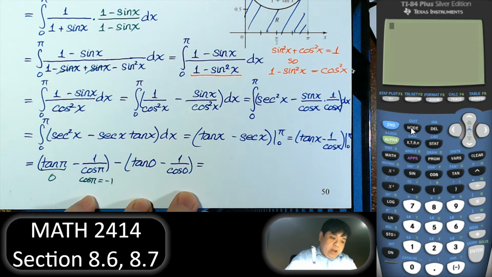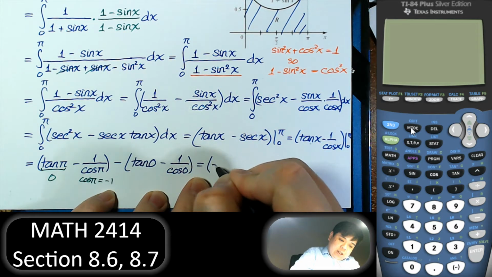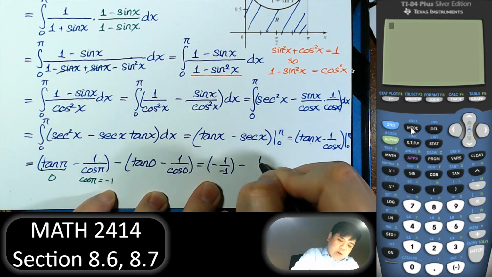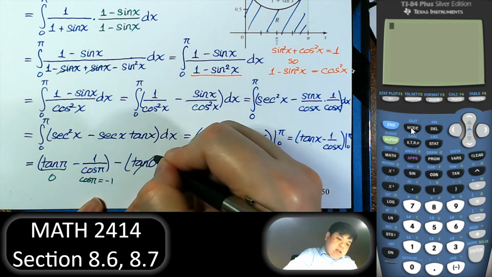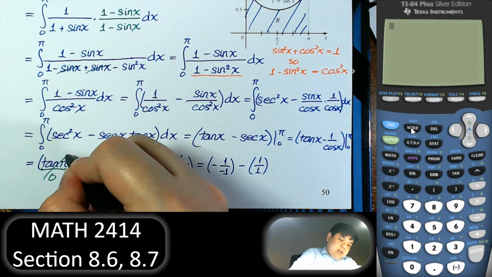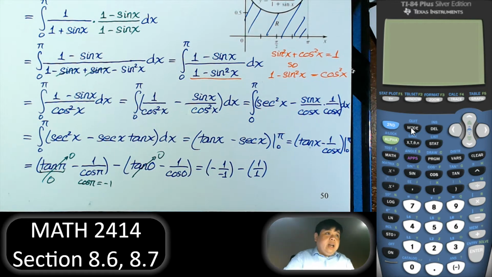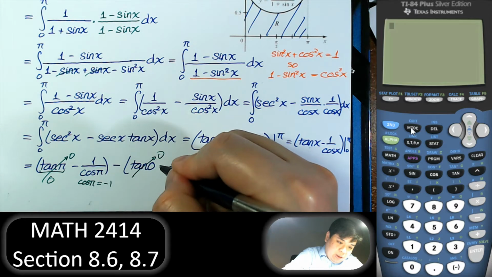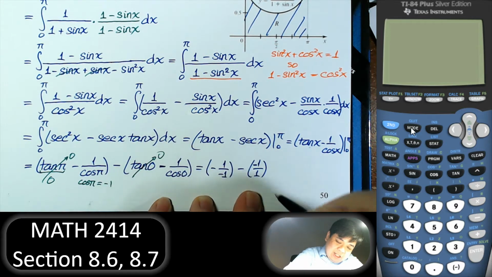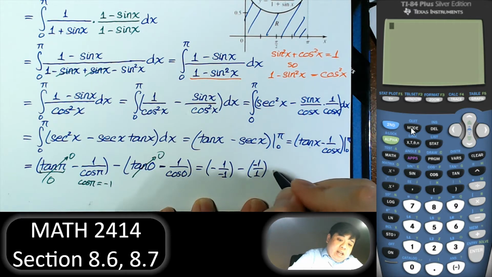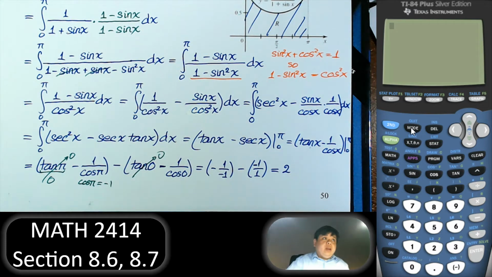So pretty much what we have is -1 over -1, subtract 1 over 1. Tangent of 0 is 0, tangent of pi is also 0. And so when we do all of that, I forgot the minus here. When we simplify everything, that should be 2. Right, just make sure it is correct.